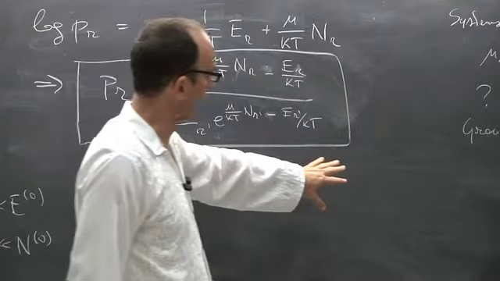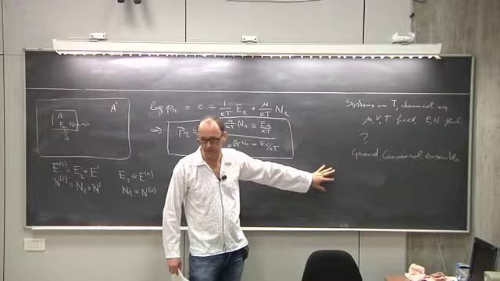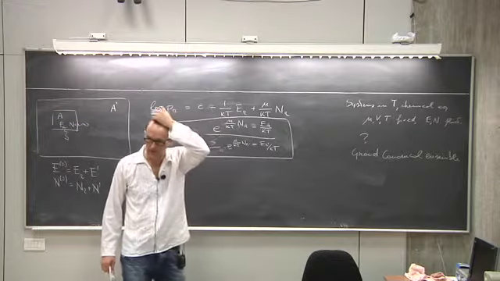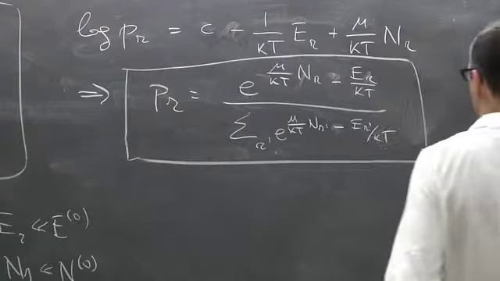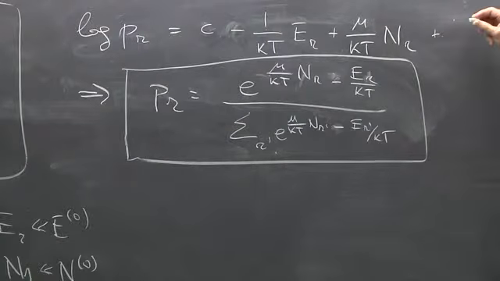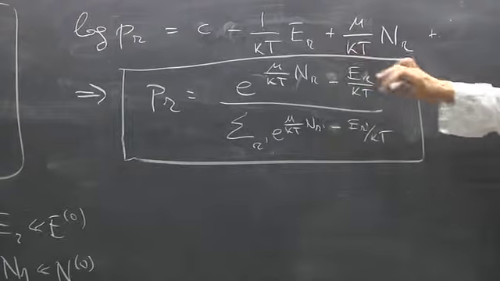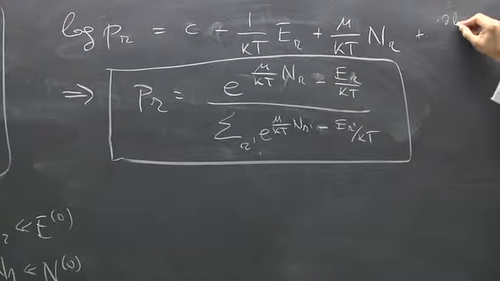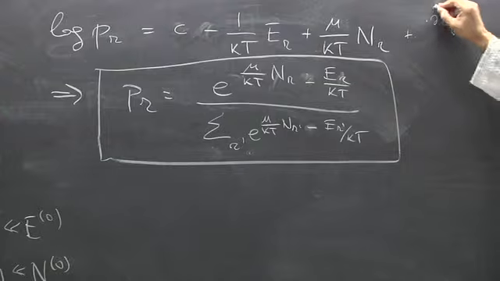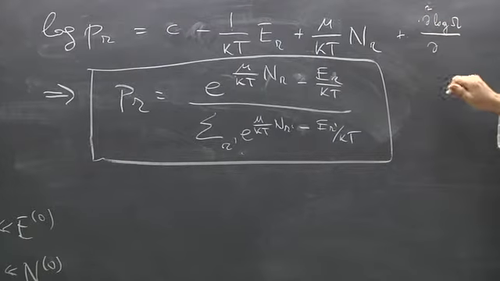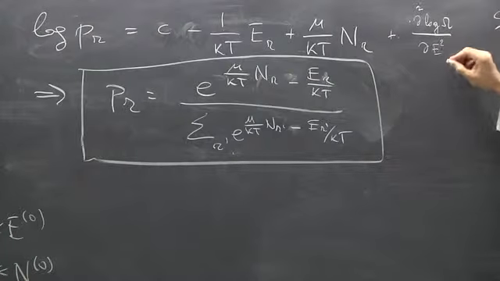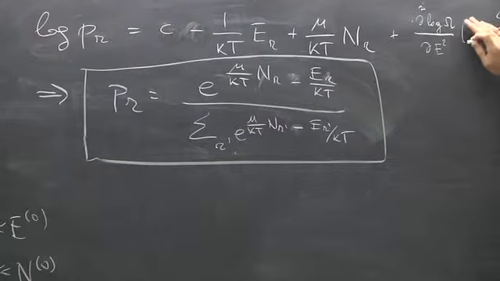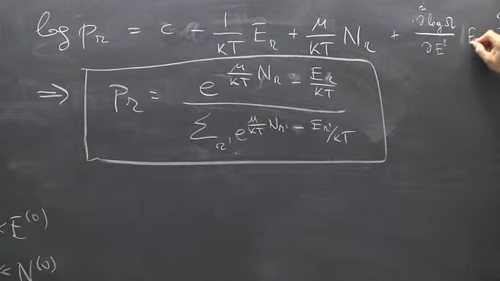You see here I've considered only the first term in the expansion. There will be another term in the expansion, which will be proportional to the derivative of the log of omega squared divided by, for example, dA squared, times ER squared, for example.